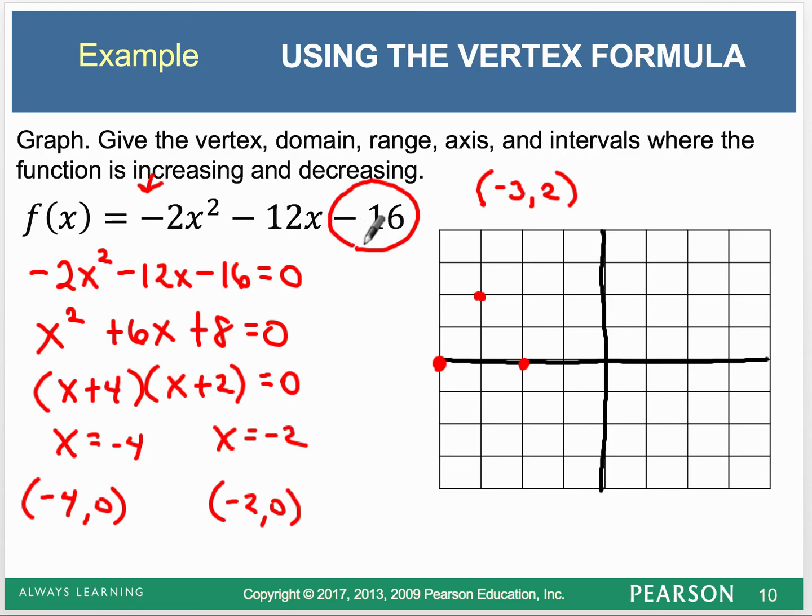Y-intercept is negative 16. That means somewhere way down here, right? I'm just going to put it right here for our sake, but it's even farther down than that. And that means 2 units away from this point, using my symmetry, there's another one way down there. And then draw the graph.